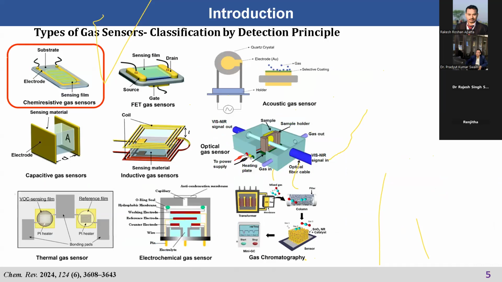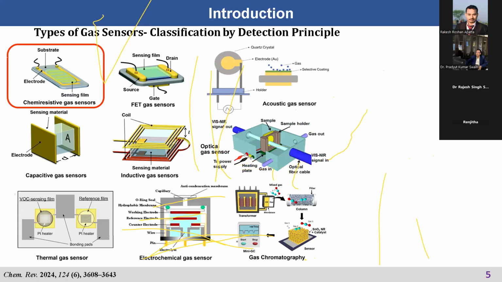As I told you, we are looking for an active material for sensor applications. These active materials can function in different ways. One easy and simple way is the resistive way, which is called a chemiresistive gas sensor. In this gas sensor, as you can see, there is an active material deposited on interdigitated electrodes.